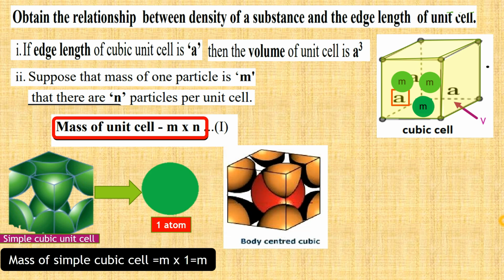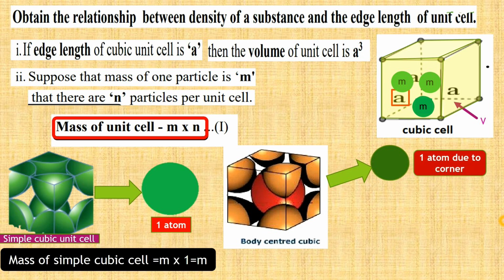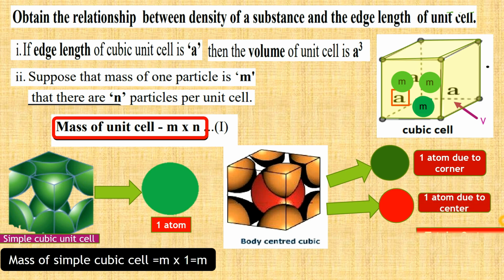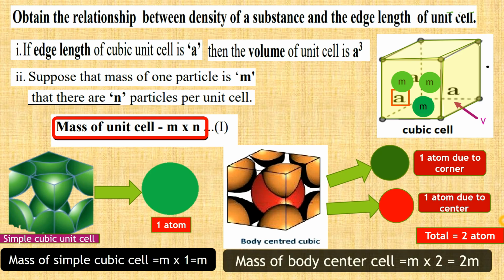Next is one more example, the body centered unit cell. You know that in the body centered unit cell, one atom is due to the corner position and one atom is due to the center position. So there are a total of two atoms. One particle's mass is m, so with two particles, the mass of this body centered unit cell will be 2m.